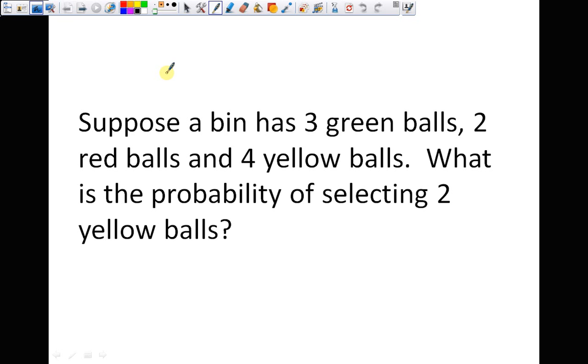So the probability that we get a yellow ball on the first try is 4 out of 9. 9 total possible balls. So if we put it back in and sample again, then the next time we draw, we have another 4/9 chance. So the probability that that happens and that happens, remember we multiply those probabilities, is 16 out of 81.